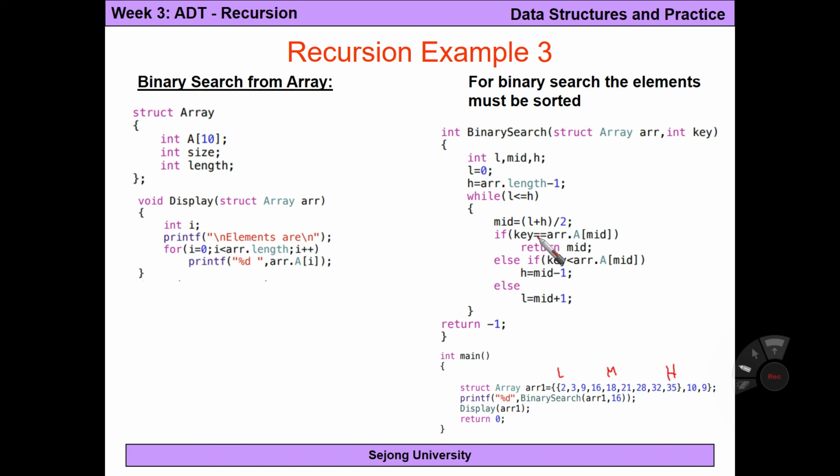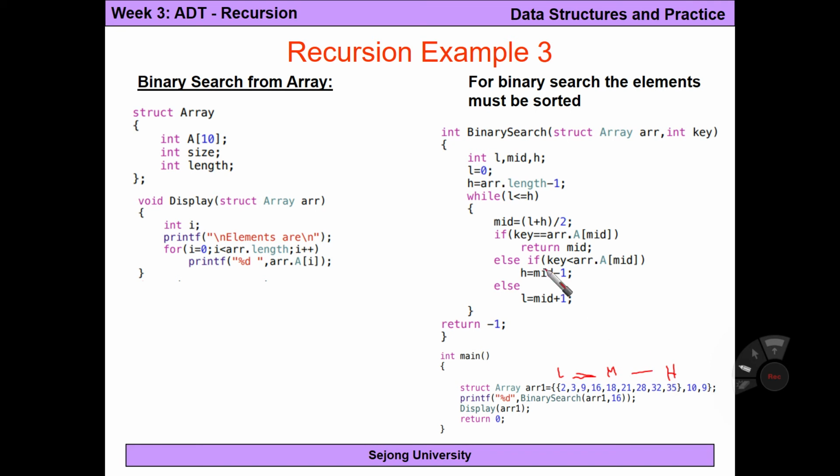it will return the mid value. If this condition is false, it will check whether the key value that we want to search is less than the mid value. If it is less than the mid value, it will check in this area. If it is not less than the mid value, it will check in this area.